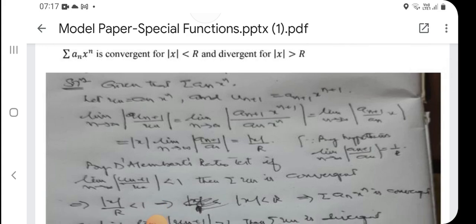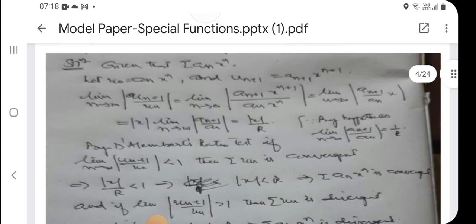Now we are going to consider the D'Alembert's ratio test, and we know in real analysis we have learned about the convergence and divergence of series. So limit as n tends to infinity, u_{n+1} by u_n is equal to limit as n tends to infinity, a_{n+1} x^{n+1} by a_n x^n. So that becomes limit as n tends to infinity, a_{n+1} by a_n into x. That is nothing but mod x into limit as n tends to infinity mod a_{n+1} by a_n.